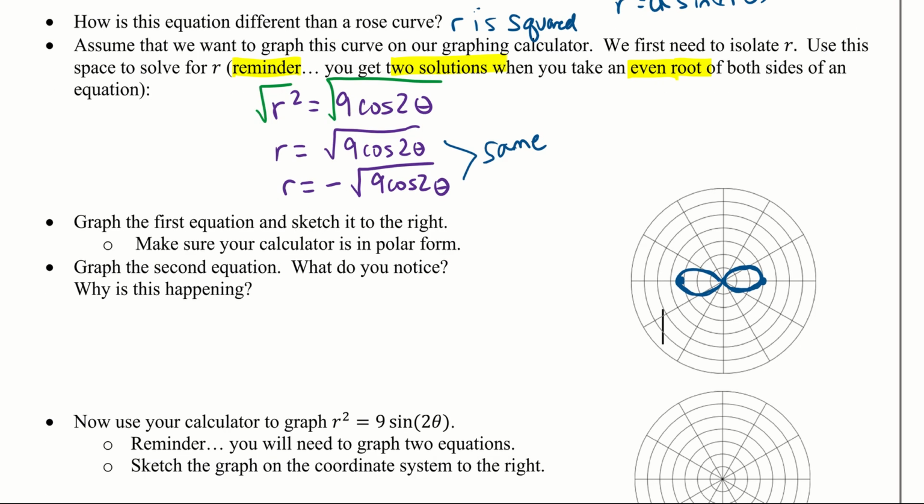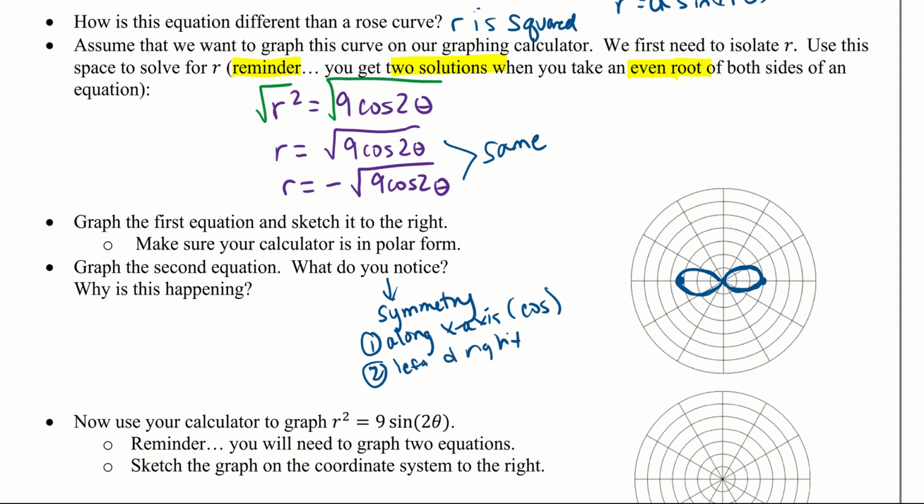All right, so what we hopefully can notice is that there is symmetry here in a couple ways. First of all, along the x-axis. That's because this is a cosine graph. And then also the left and right sides are the same. And that's because we have the same equation but opposite signs.